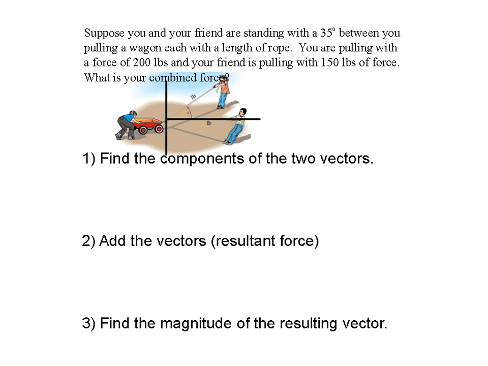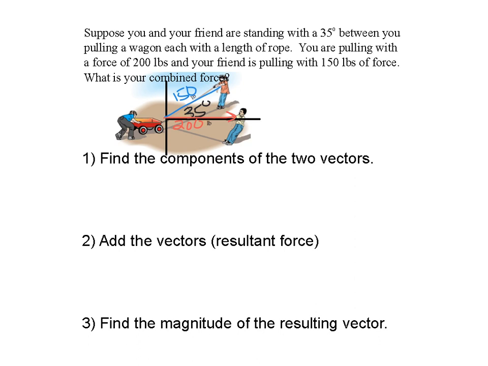Suppose you and your friend are standing with a 35-degree angle in between the two of you. So I'm just going to write in on this picture here. Here is your 35-degree angle between you and your friend. And you're pulling a wagon. Each of you has a length of rope. You are pulling with a force of 200 pounds. So let's say this is you here, pulling this one here. That's you with a force of 200 pounds. And then your friend is pulling 35 degrees away from you with a force of 150 pounds. So you're obviously stronger than your friend. Good for you.